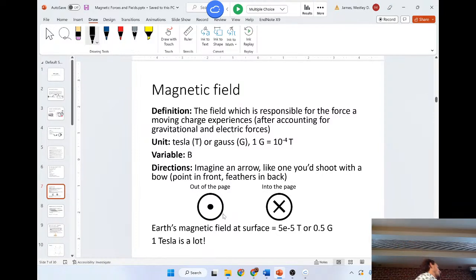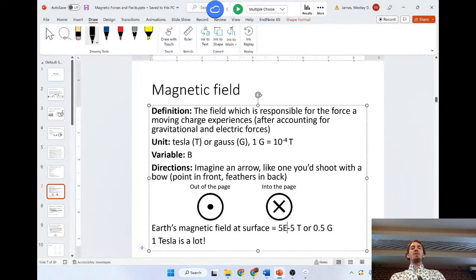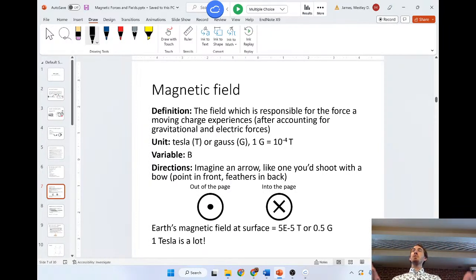All right, directions. I told you we're working in 3 dimensions, so we no longer have just left and right. We also have into the page and out of the page. Out of the page will be a dot, into the page will be an X. And to give you a sense of perspective, 5 times 10 to the minus 5 Tesla is the Earth's magnetic field. The Earth makes a magnetic field. Hopefully you knew that. That's how compasses work. 1 Tesla is a lot.